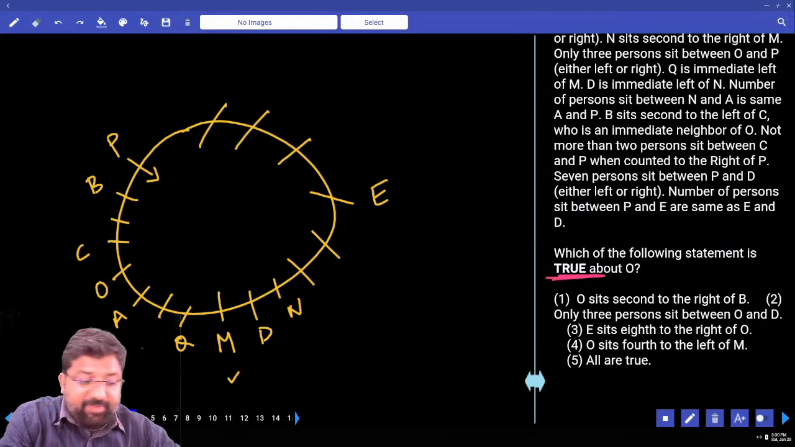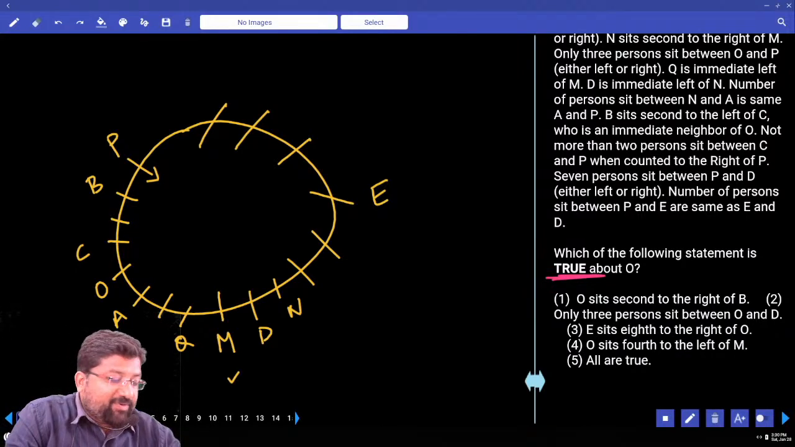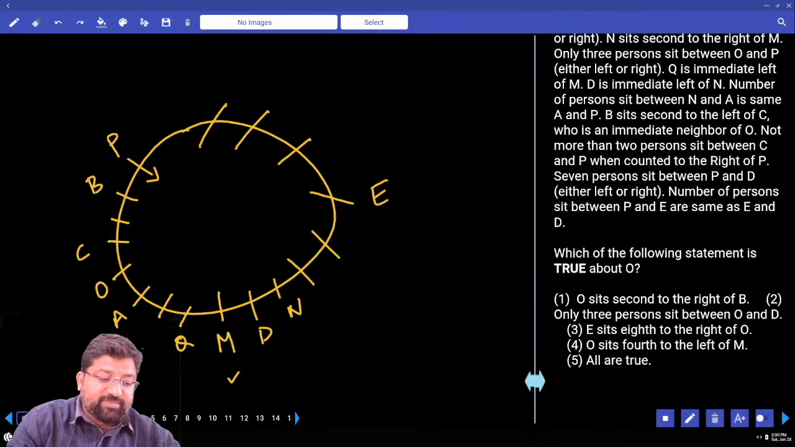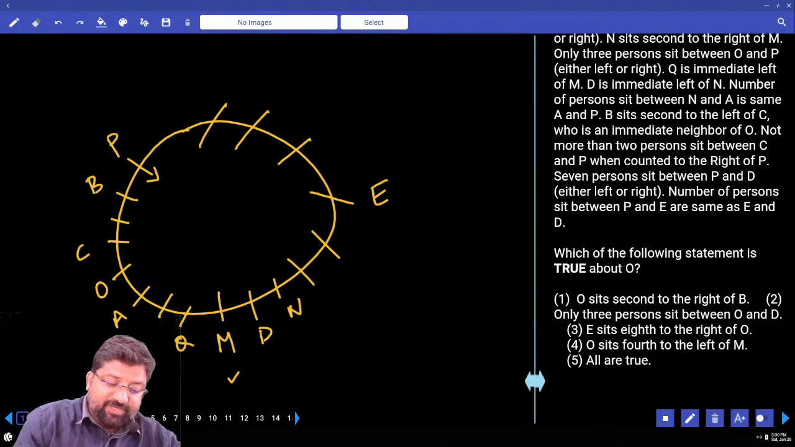Second option, only 3 people between O and D. Do you see 3 people between O and D? No. E is eighth to the right of O. Eighth to the right of O: 1, 2, 3, 4, 5, 6, 7, 8.